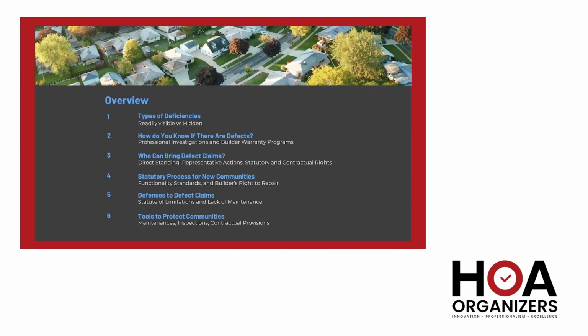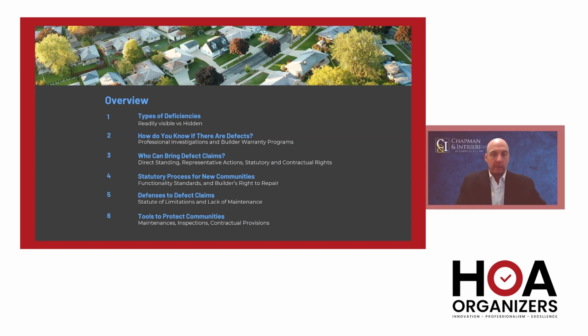The following presentation is going to discuss in general terms construction defects in both new and older communities. We're going to talk about the types of defects, hidden versus obvious, or latent or patent defects. We'll identify what constitutes a construction defect. We're going to talk about the appropriate party to bring a defect claim, whether that's the HOA or individual homeowners. We're going to discuss the statutory process for pursuing a claim for newer communities, typically referred to as the SB 800 process or the Right to Repair Act.